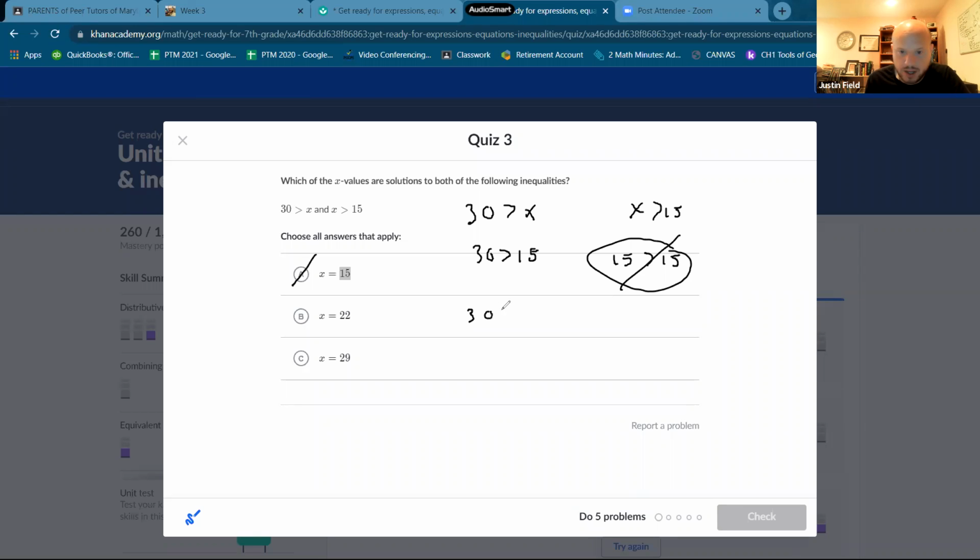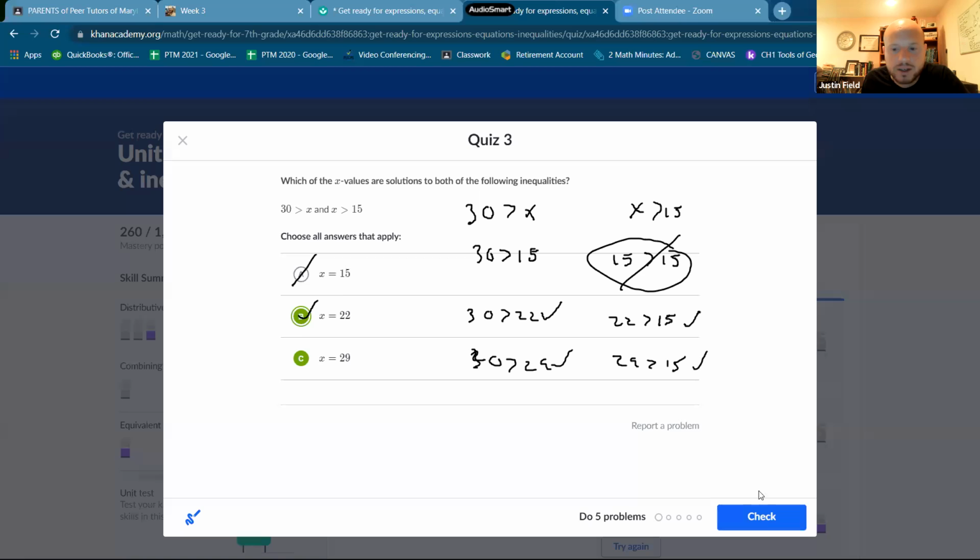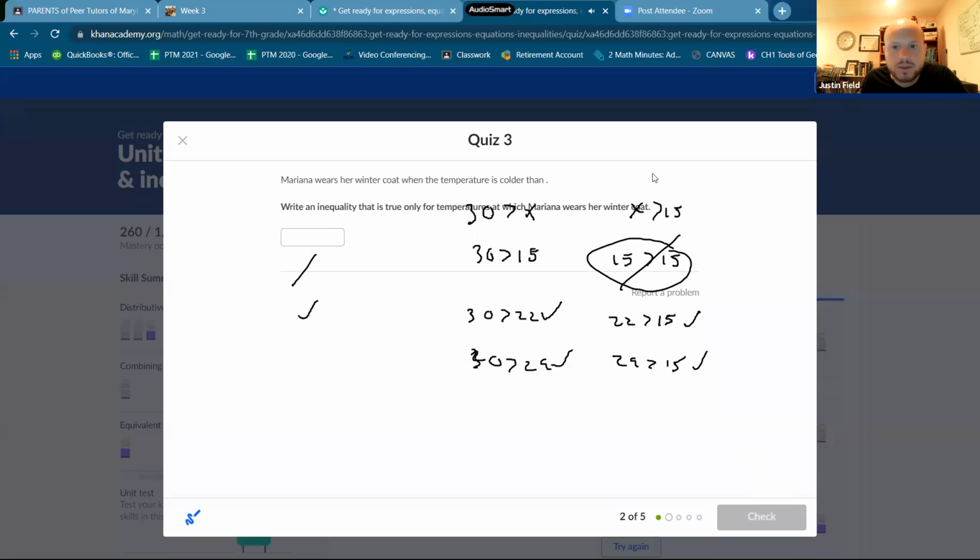How about 30 is greater than 22? 22 is greater than 15. That's true. So that works. If 22 works, 30 is greater than 29. 29 is greater than 15. That's true. So, B and C. Substitute.